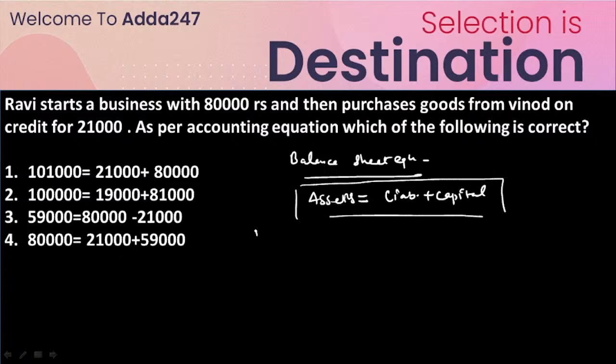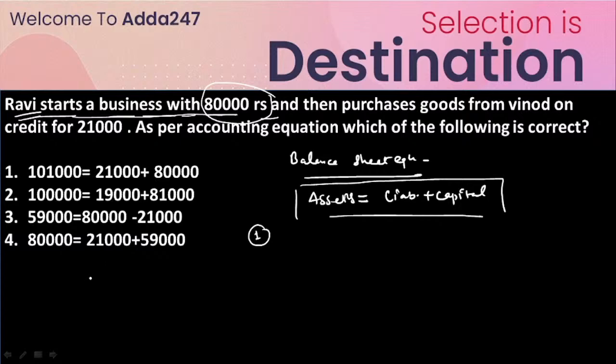We have to understand some concepts here, like if Ravi starts a business with 80,000 rupees. This 80,000 rupees will be cash for Ravi as well as the capital for the business. You also need to understand the debit and credit concept for this particular line, because many times in the exam the debit and credit entry is asked. So just understand this.